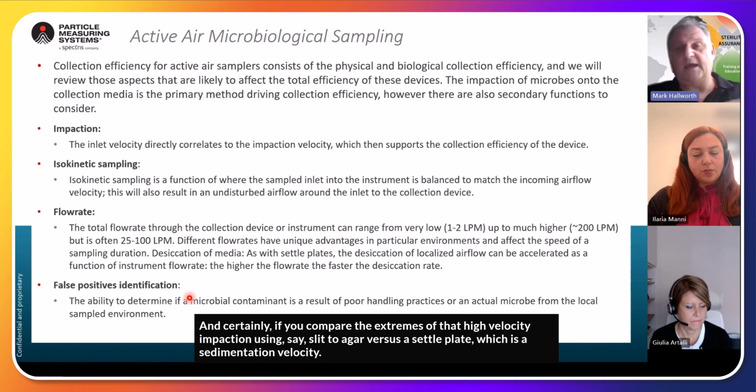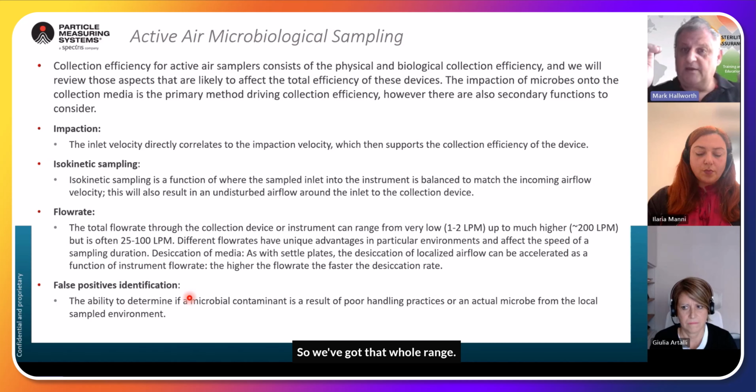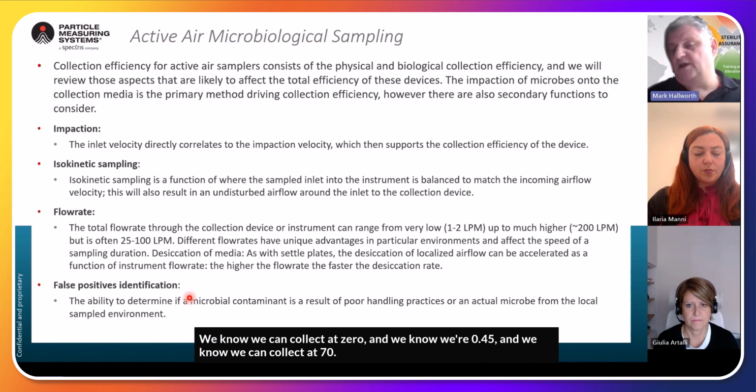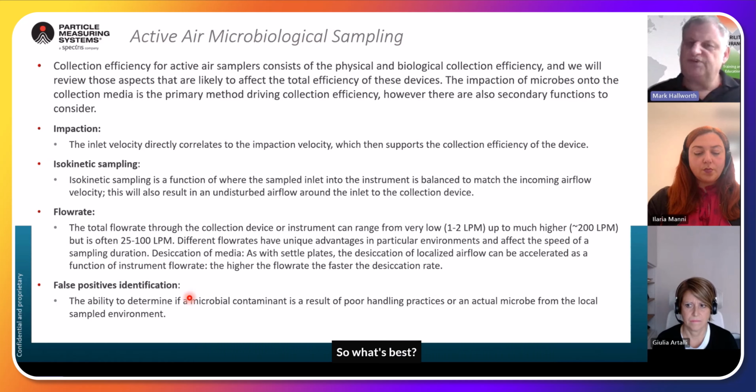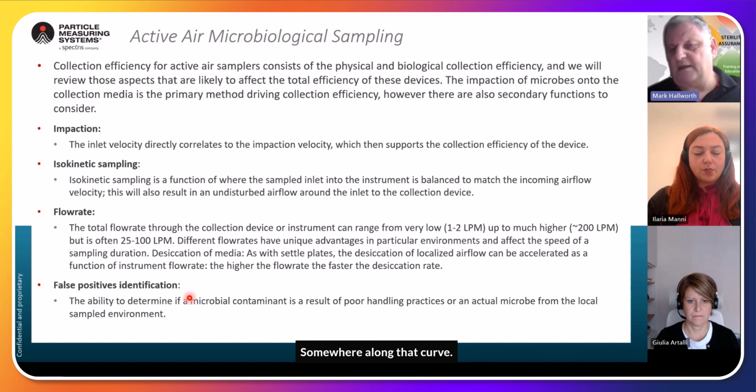And certainly if you compare the extremes of that, high velocity impaction using, say, slit to agar versus a settle plate, which is a sedimentation velocity. So here we have 0.45 meters per second, and at the other scale with slit to agar, probably closer to 70 meters per second. So we've got that whole range. We know we can collect at 0.45, and we know we can collect at 70. So what's the best? Where's optimum? Somewhere along that curve.